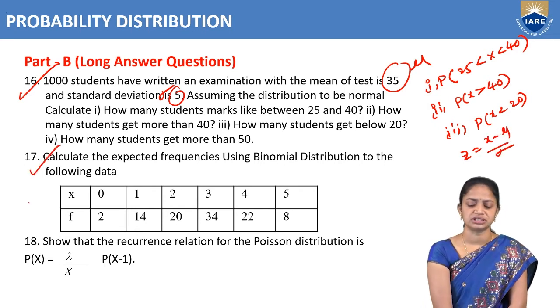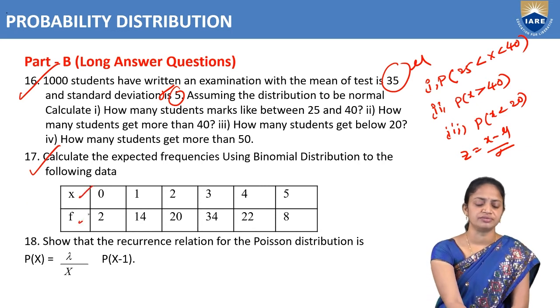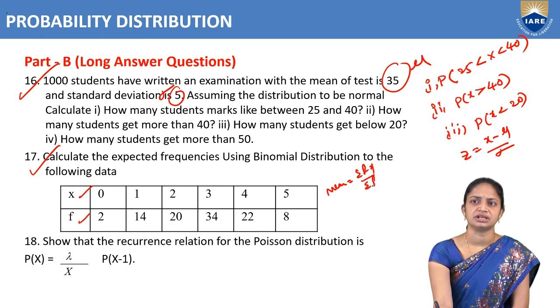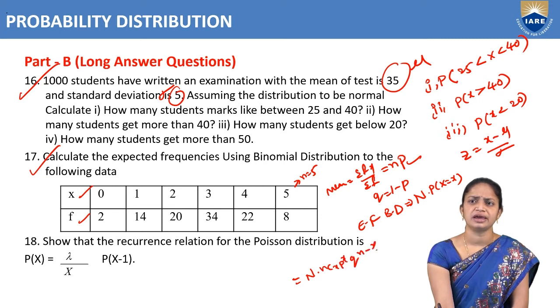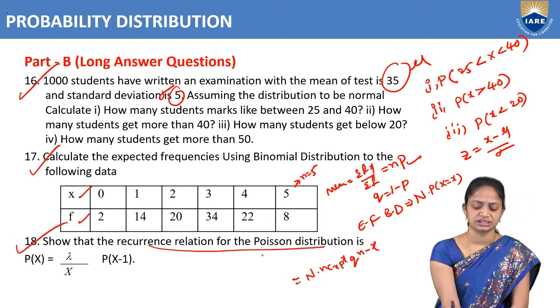Now coming to the next question, fitting the binomial distribution, here they have given x and f. Here mean equal to summation fx by summation f. From that we can calculate mean, which is nothing but np. Here n value is 5, so from that we can calculate p value, and q is nothing but 1 minus p. The expected frequency of the binomial distribution is n into p of x equal to x, which means n into nCx p power x q power n minus x. And the next question is the recurrence relation.